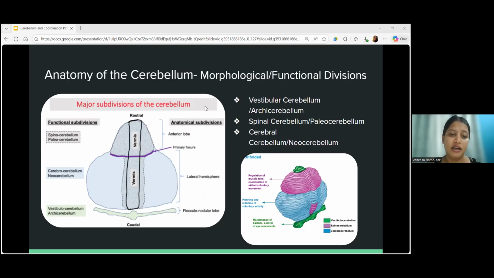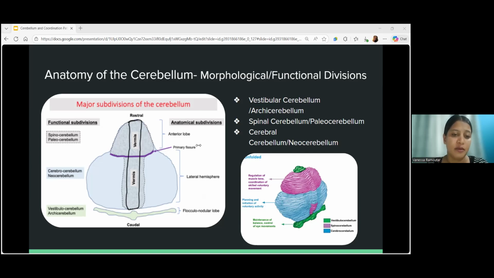The spinal cerebellum consists of the anterior lobe and the pyramid and the uvula of the vermis. It receives proprioceptive information from the dorsal column of the spinal cord. Its connections are concerned with tone, posture, and coordination of movement.